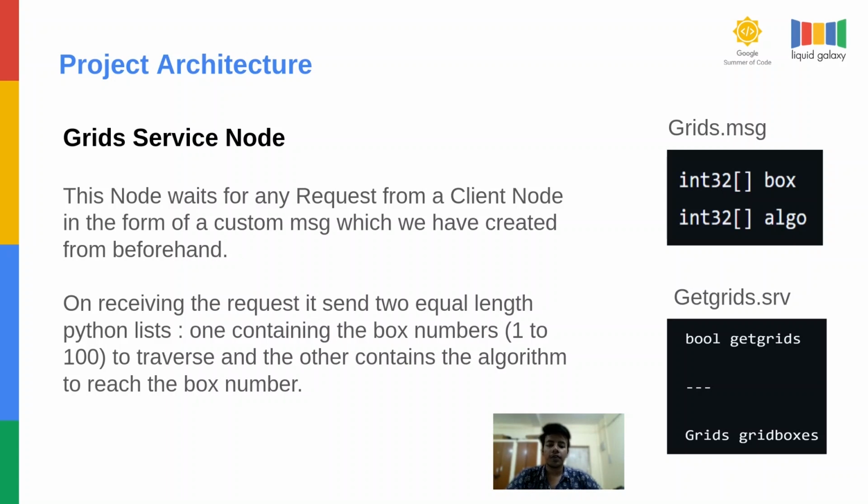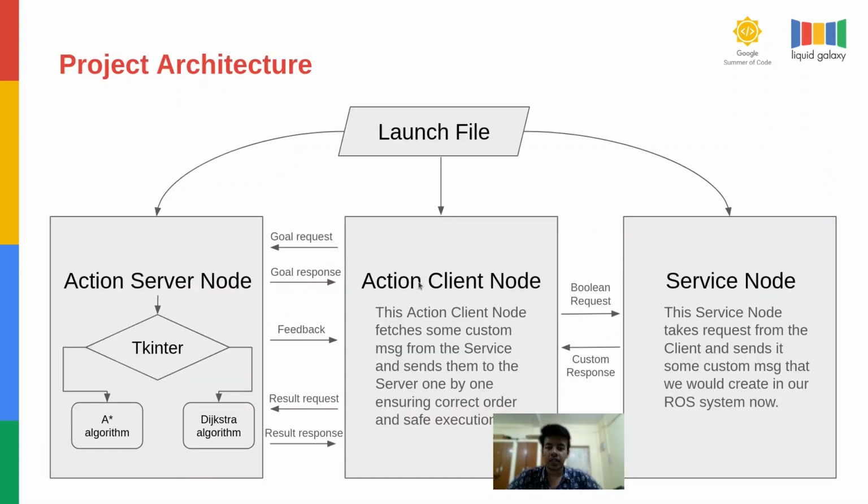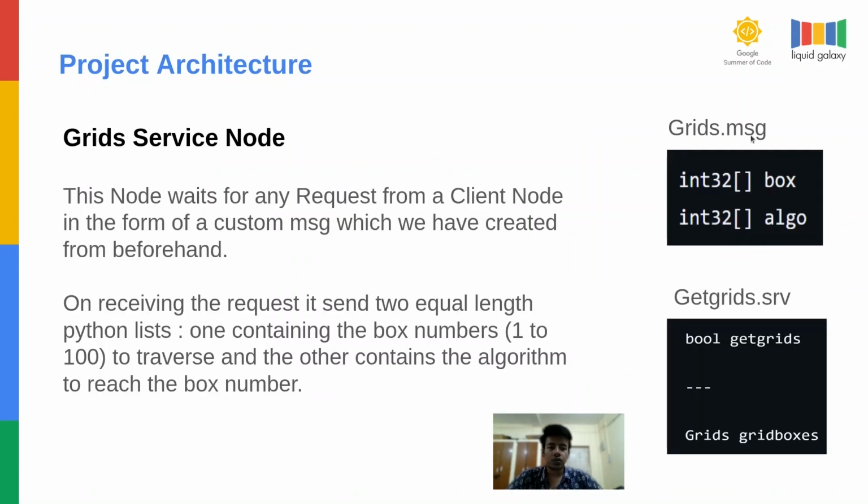So you have seen that we have three main nodes: this grid service node, this action client node, and this action server node. Right. The first starting point will be the service node. What will this do? It has two main components, the custom message and custom service. It will get a request from the client in Boolean data type. The node waits for any request from a client node, which will be of Boolean type, and then it will return a response of the grids message type.